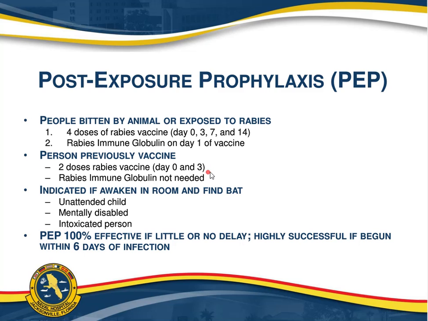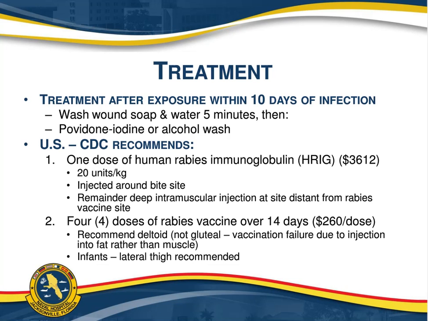They say this post-exposure prophylaxis is 100% effective if there is little or no delay. It's highly successful if it's begun within 6 days of the infection, and I think I did mine on day 3 or something like that. There really is no treatment, but for treatment after exposure, wash the wound with soap and water, povidone iodine, or an alcohol wash, and again, you get these 4 doses of the rabies vaccine and the 1 dose of the rabies immunoglobulin.